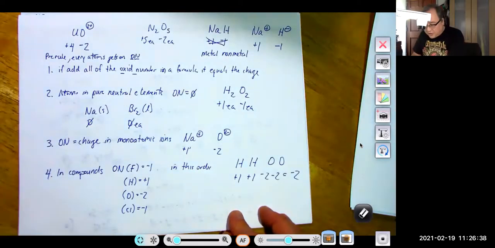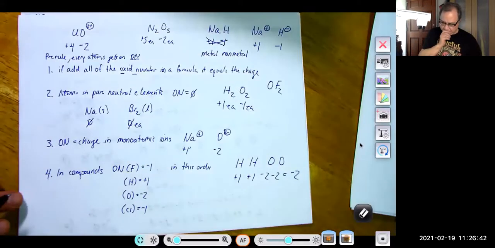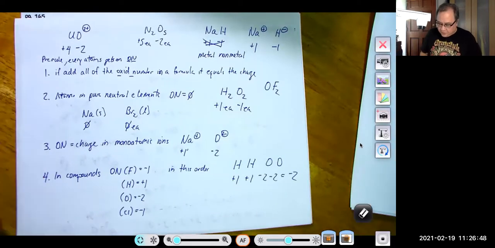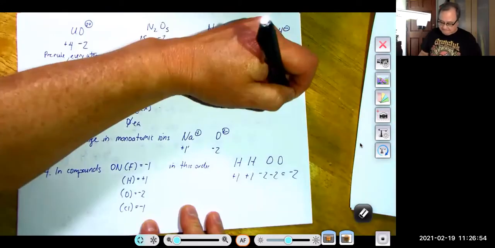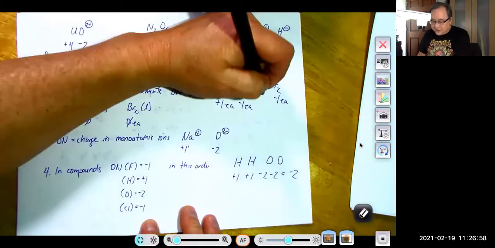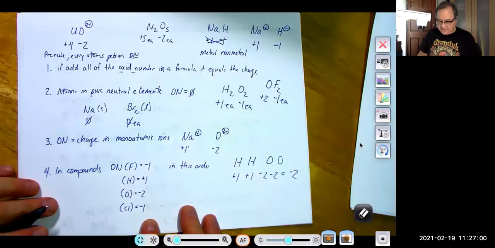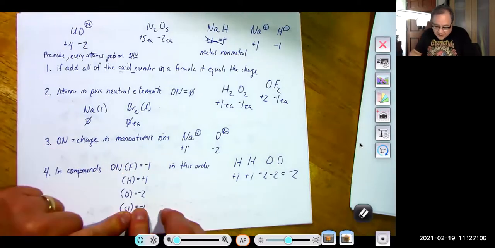What about this one? OF2. None of this applies except for number 4. Who do we assign first? Fluorine. So that's -1 each. What does the oxygen have to be? +2.